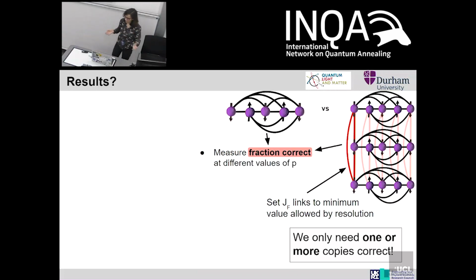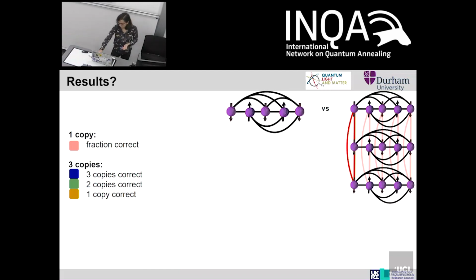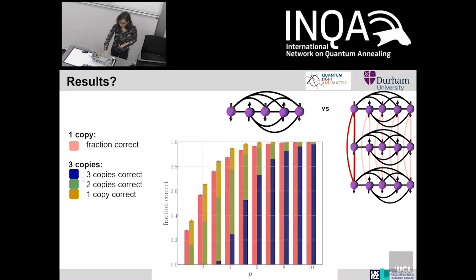We then measured this against the fraction correct of just having single copies on their own, and for different values of p, so p going from 1 to 10. We could also measure a breakdown of the fraction correct, so the fraction of the time there are 3 copies correct, 2 copies correct, or just 1 copy correct. And then we could plot this versus the precision. On the left-hand bars, you see the results from a single copy. You can see that as the precision increases, the fraction correct also increases. This is what we would expect. As the precision is increasing, we're getting closer to the optimization problem that we'd ideally want to represent.